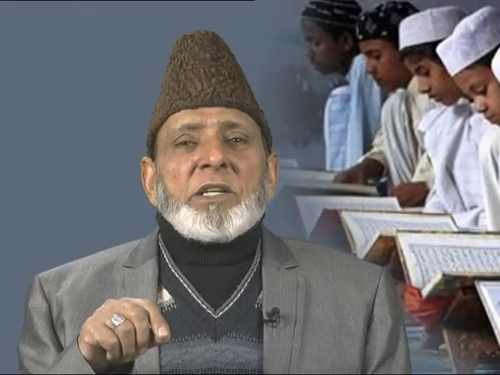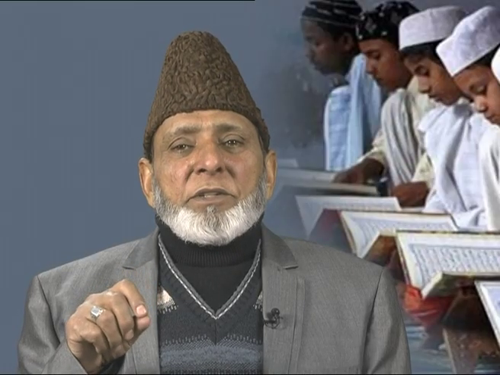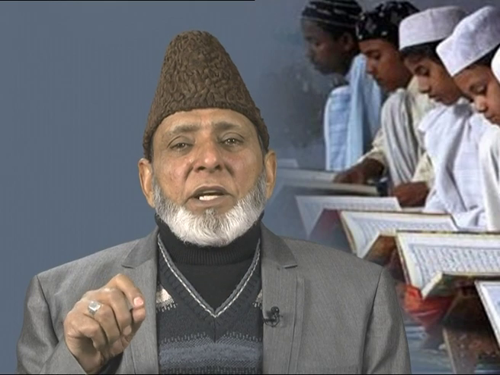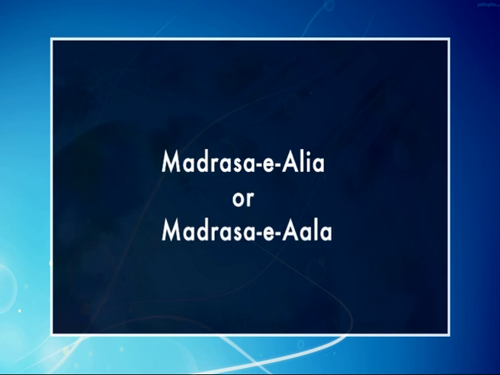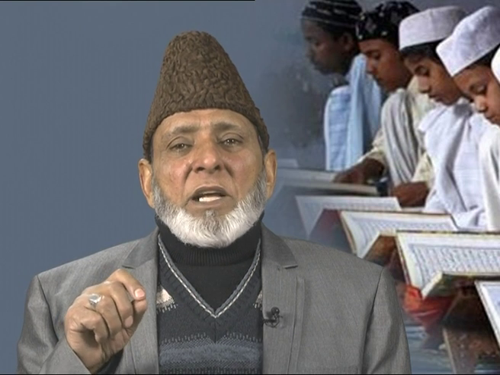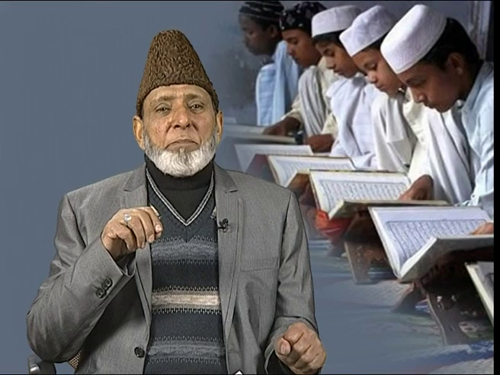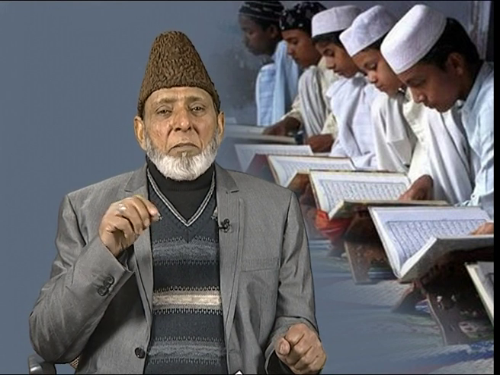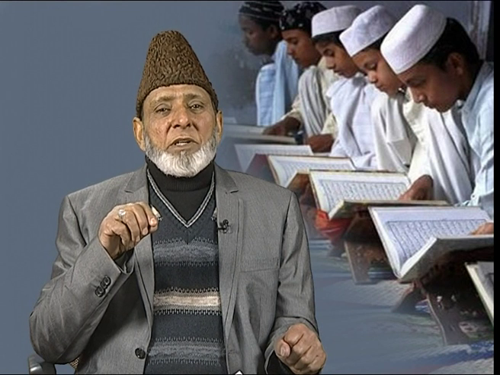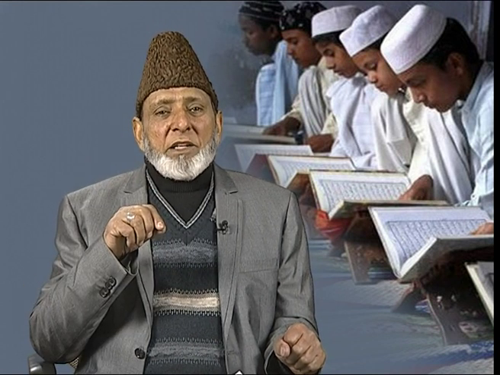Now, the third level was higher education level, the institutions of higher education. During the Muslim period, higher education was provided in institutions called Madrasa Aliya or Madrasa Ala. These were known as higher seats of learning and were a sort of colleges in the modern sense of the term. With the passage of time and with increasing interest in higher education, a number of such institutions came up, and each big town had at least one such institution of higher learning.